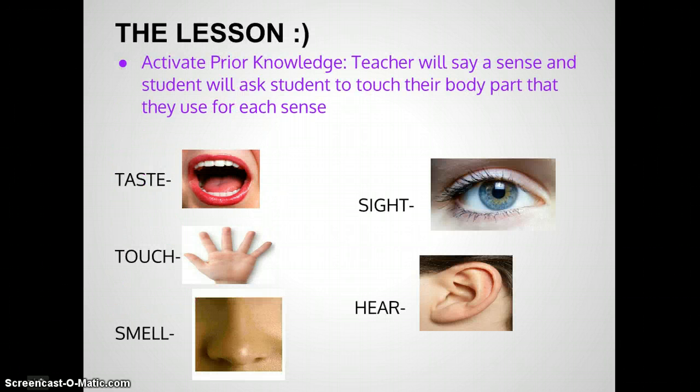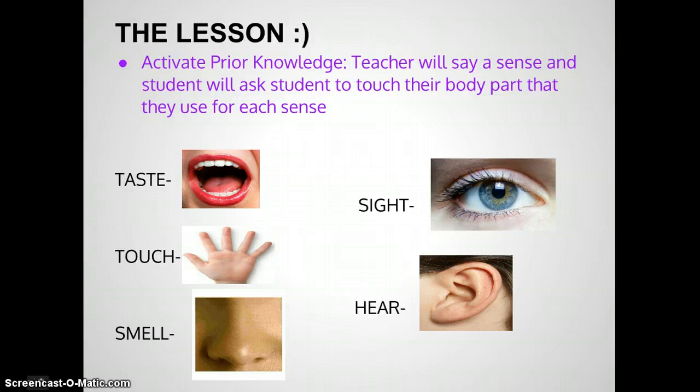To start the lesson, I would activate prior knowledge. As I said in the beginning, this lesson is a lesson within a unit. Students will already know what senses are, and they should know the body part that they use for each sense. So what I would do is ask students to point to the body part on their body that they would use for each sense. I would call out a sense, such as taste, and students should react by touching their mouth. Same thing goes for the rest of the senses.